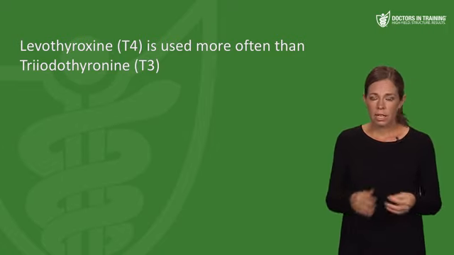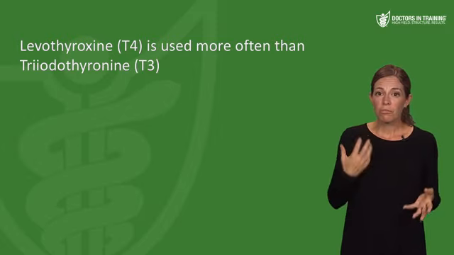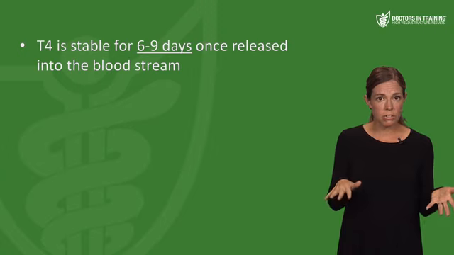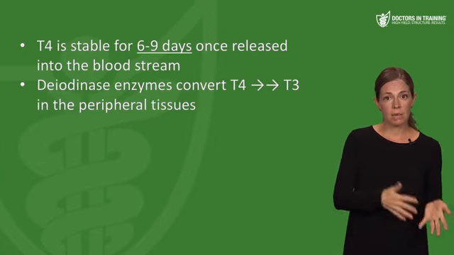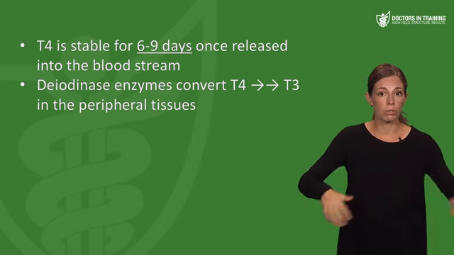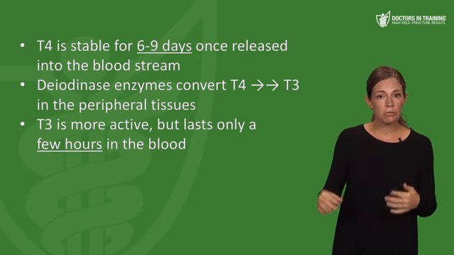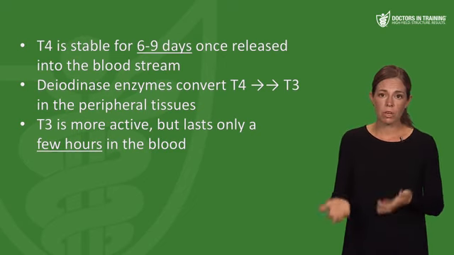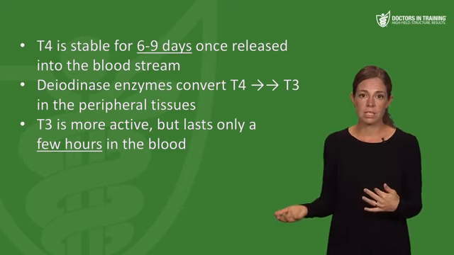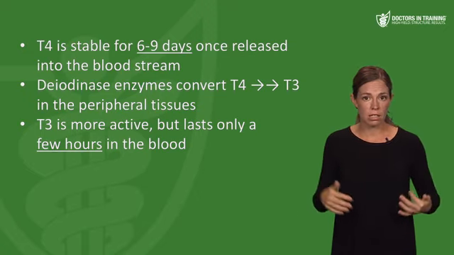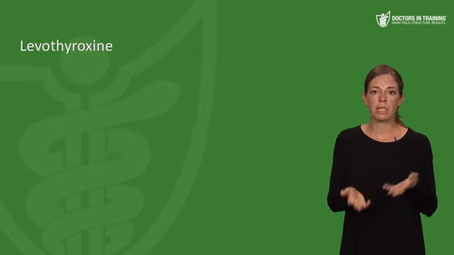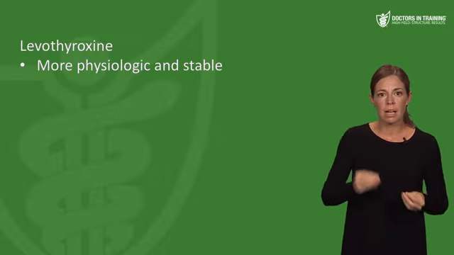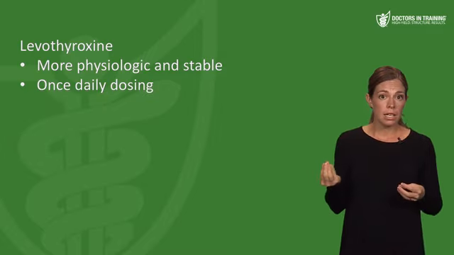So as it turns out, and I've said this before, the thyroid itself makes mostly T4, which is stable in the body for 6 to 9 days once it's released into the bloodstream. And then the deiodinase enzymes that convert T4 to T3 are in the peripheral tissues, and T3 is more active but only lasts a few hours in the blood. And this is a nice system, as I've said, where the reservoir of T4 can be converted into T3 in peripheral tissues when and where it's needed. So it's easy to understand that replacing T4 with levothyroxine is a more physiologic and stable method, and this tablet can be given just once a day.